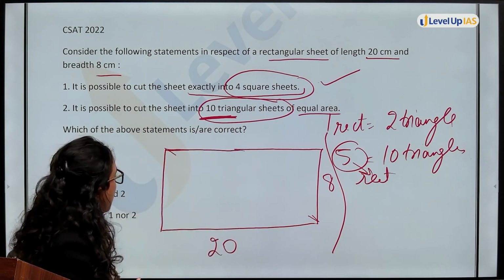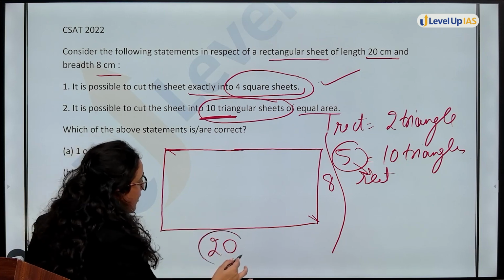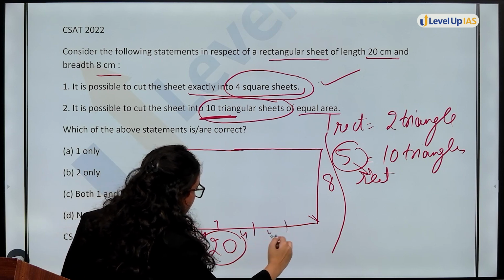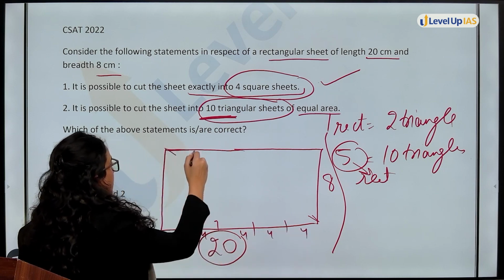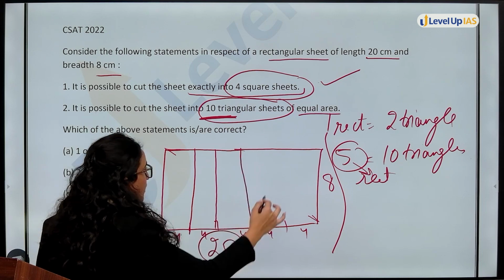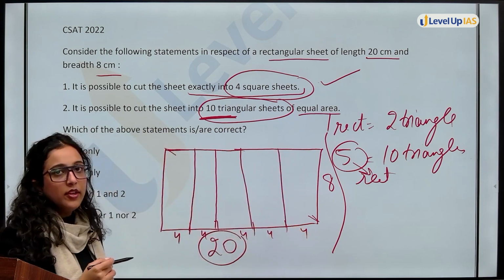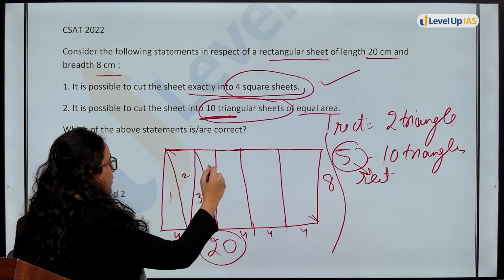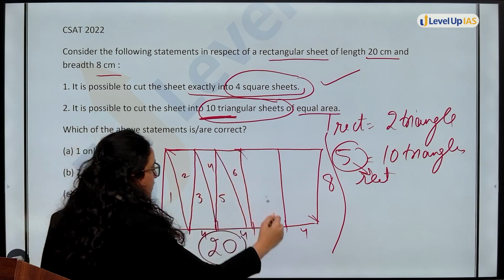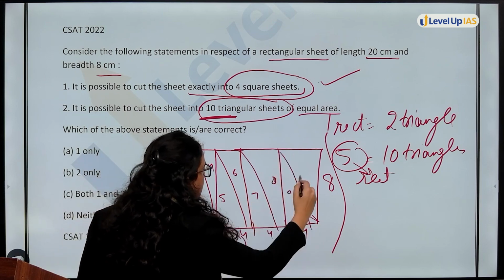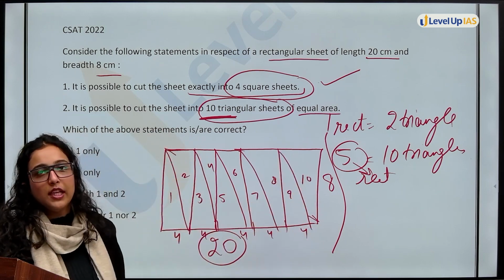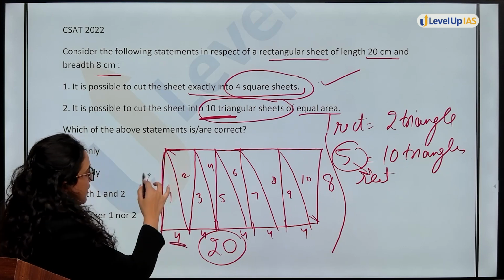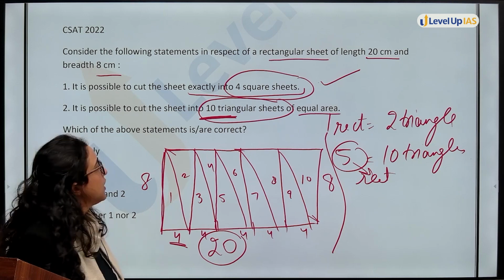Now, if you want 5 rectangles, 20 divided by 5. 4, 4, 4, 4, 4. Divide it into rectangles of 4 centimeters, so that all rectangles are equal. Now you join them diagonally. See 1, 2, 3, 4, 5, 6, 7, 8, 9, 10. And all triangles will have equal area because all triangles have the same dimensions. Base is 4 and this height is 8. Right? So this was such an easy question.